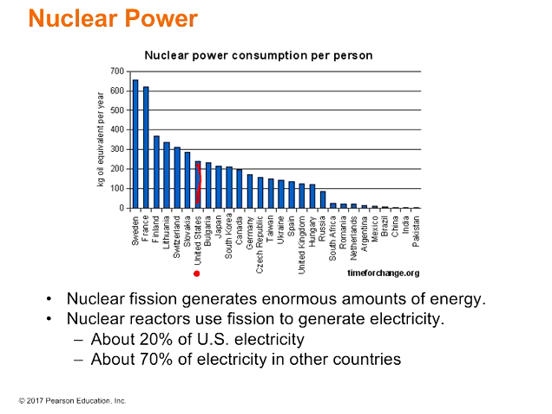And again, remember, nuclear fission generates enormous amounts of energy, so we can use that to our benefit and generate electricity. So nuclear power makes up about 20% of US electricity, and it makes up about 70% of electricity in other countries. So if you look at Sweden and France on this chart, you'll notice that they're using much more nuclear power per person than the United States.